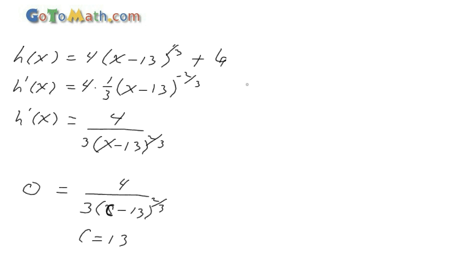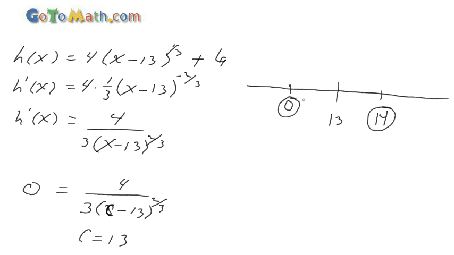Okay, so now what we'll want to do is just draw a number line, at least attempt to draw one. Let's put our 13 there. We'll put our test points. 0 is always a good test point, and then of course 14 is another good test point.